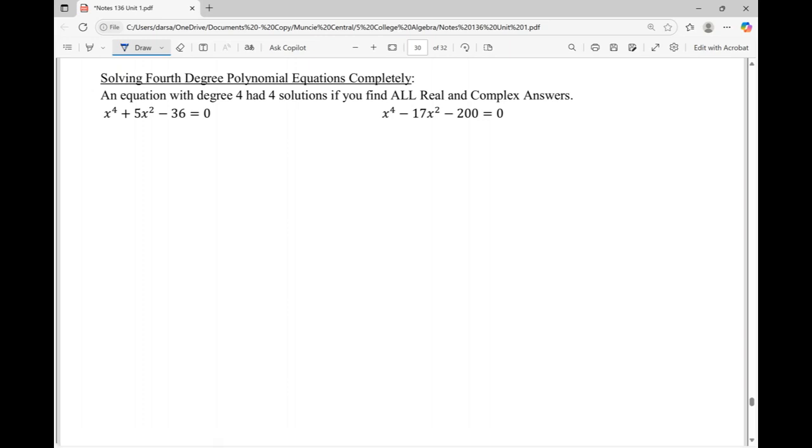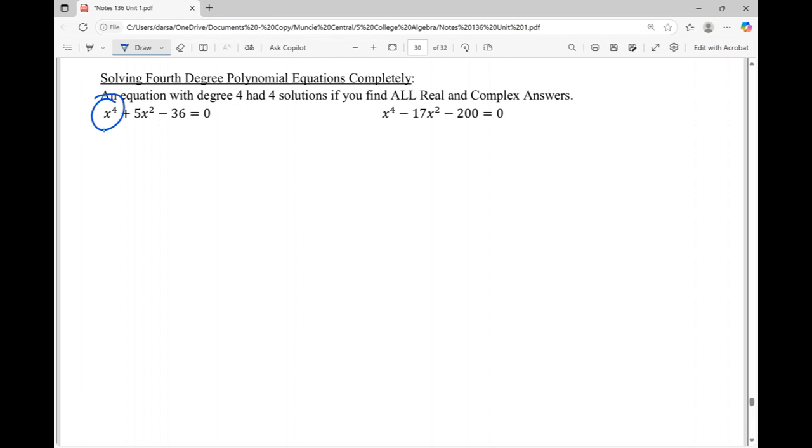Now that we have the techniques of U-substitution, factoring, and solving quadratics, we should be able to solve a fourth degree polynomial, meaning one that has a highest exponent of x to the fourth, such as this one, using U-substitution and other methods.